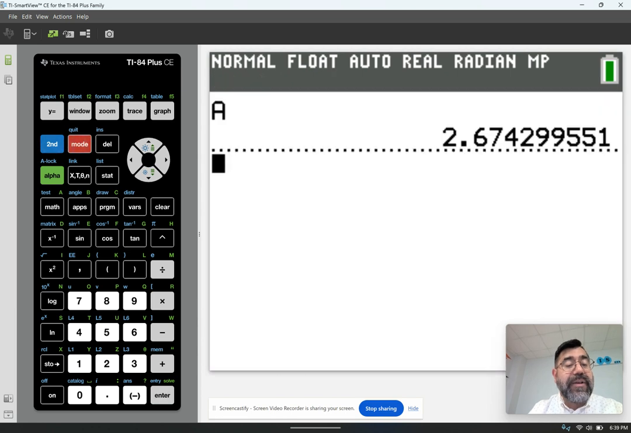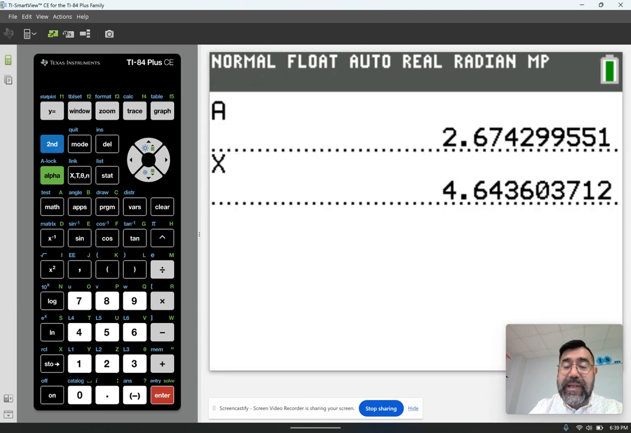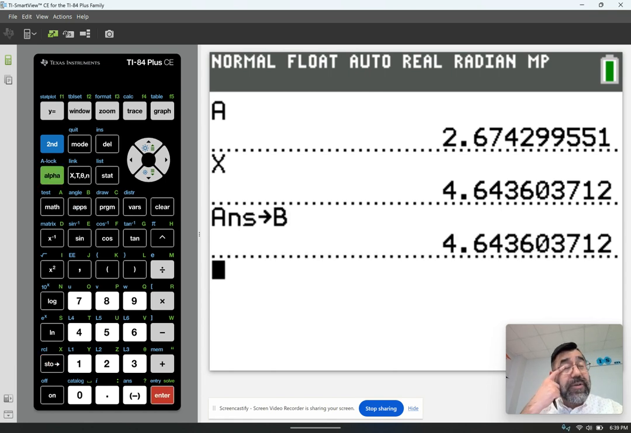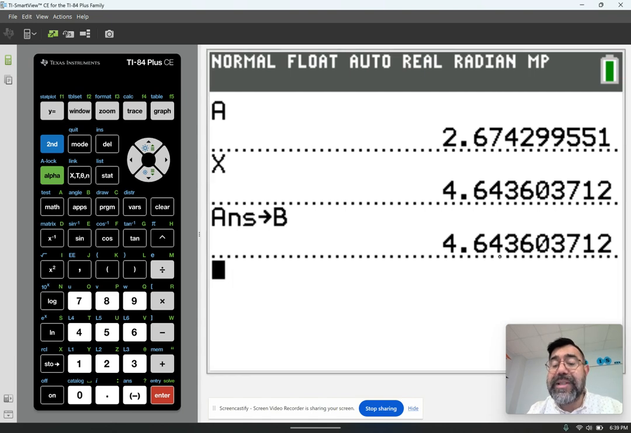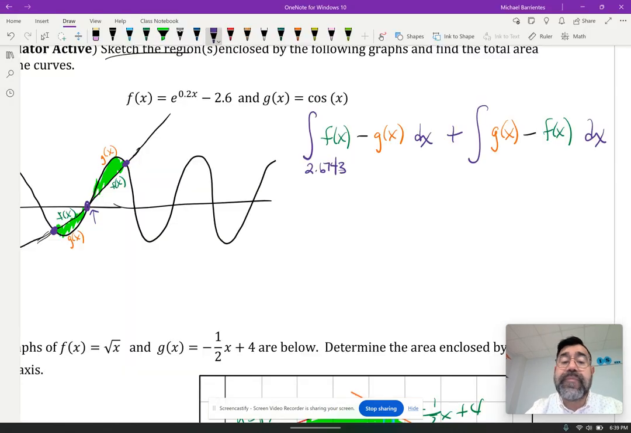So I'm going to come over here, press X. There it is. And I'm going to store it in alpha B. That way the calculator remembers this value and it doesn't forget it. And when I write it down, I'm going to put 4.6436, and I'm going to write it over here because this point is where the first shaded region ends and where the second one begins.